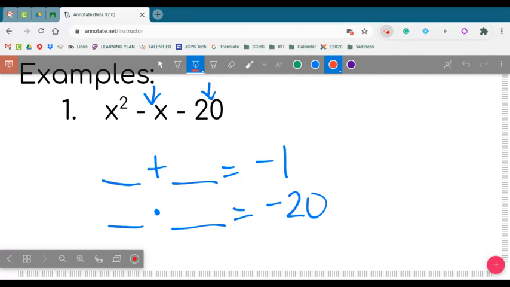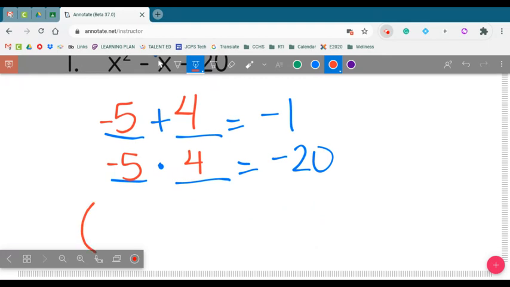So -20, we have 10 and 2. That wouldn't give you 1. You have 4 and 5. Oh, that could give me 1 because one of them has to be negative. If you want to add them together and get negative, your bigger number is going to have to be negative. So it's going to be -5 and 4. And then I'm going to take those and put it in my parentheses. So I'm going to have x minus 5, x plus 4.